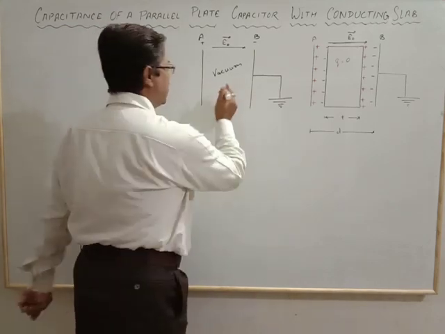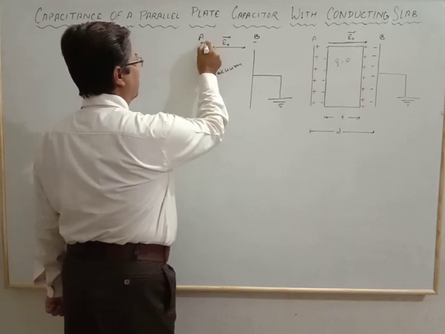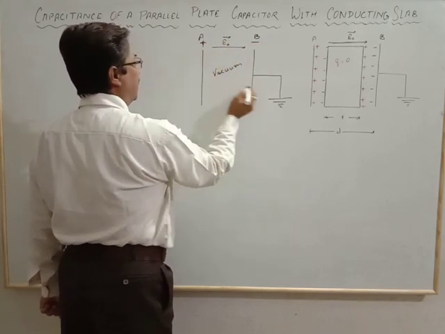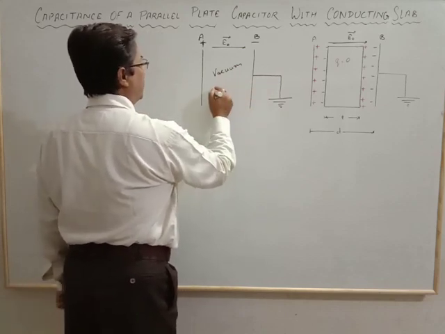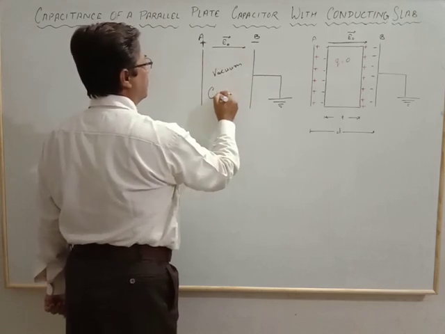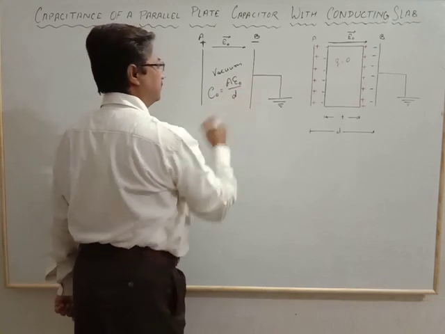That means no medium is there. So in that case, the capacitance between the positive plate and the negative plate, that parallel plate capacitor shows the capacitance C naught equal to A epsilon naught by D.